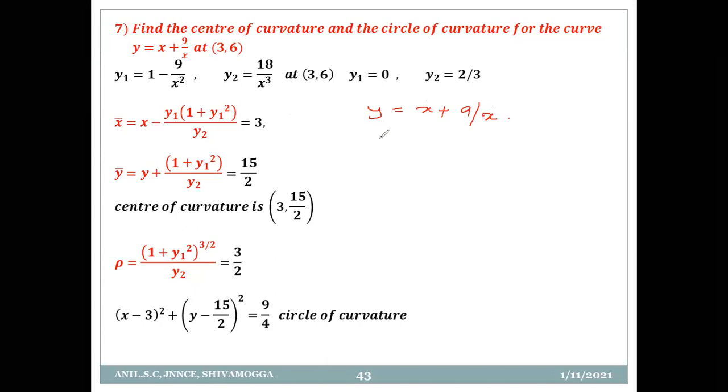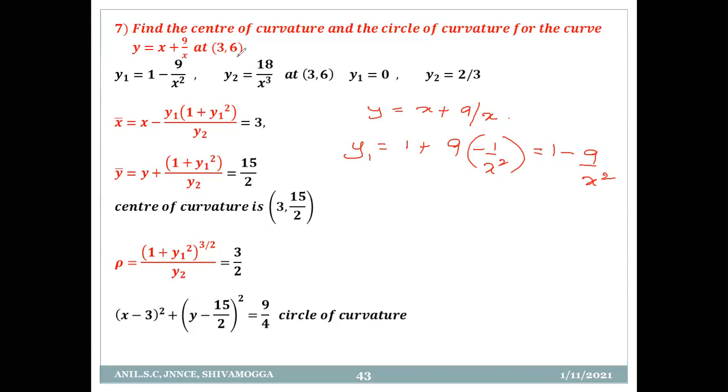Differentiate both sides with respect to x. Derivative of y is y1. Derivative of x with respect to x is 1. Plus 9 is a constant, keep it as this. Derivative of 1 by x is minus 1 by x square. That means 1 plus into minus 9 divided by x square. This is the first order derivative.